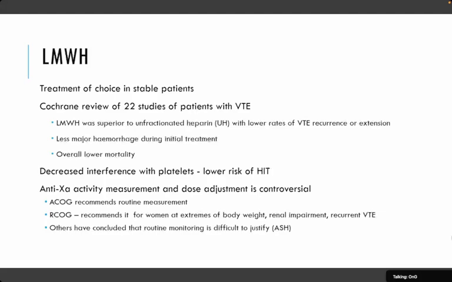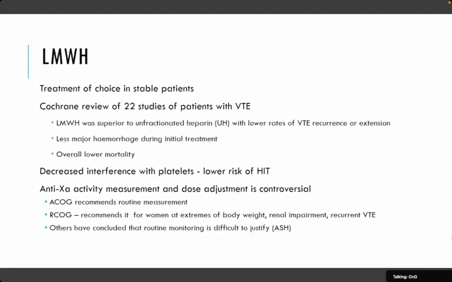superior as they had lower rates of VTE recurrence or extension. They were associated with less major hemorrhage during the initial treatment, with an overall lower mortality. And as we mentioned before, there's decreased interference with platelets, with a lower risk of heparin-induced thrombocytopenia. Anti-Xa activity measurement and dose adjustment is said to be controversial.